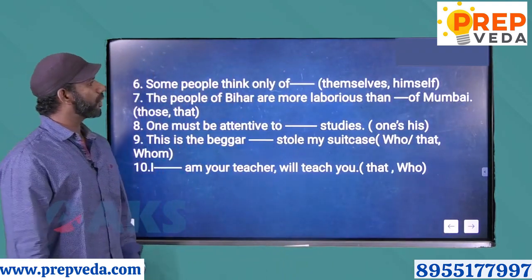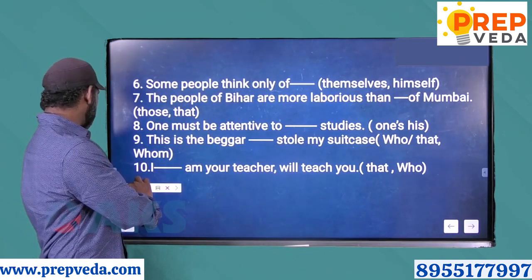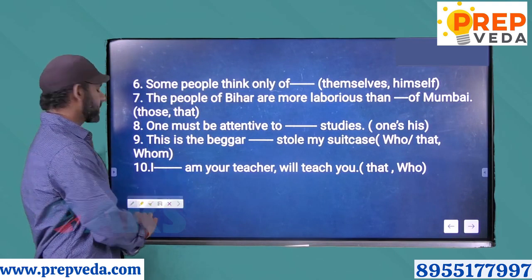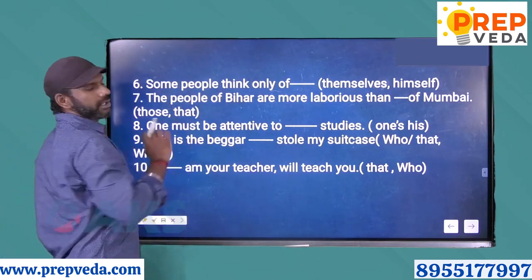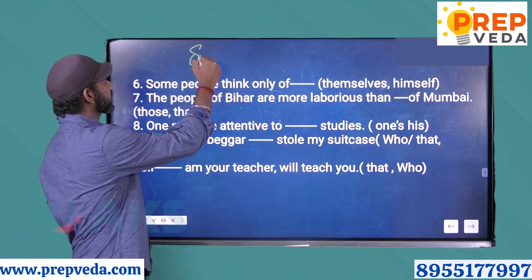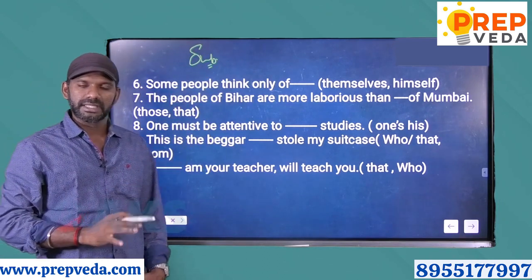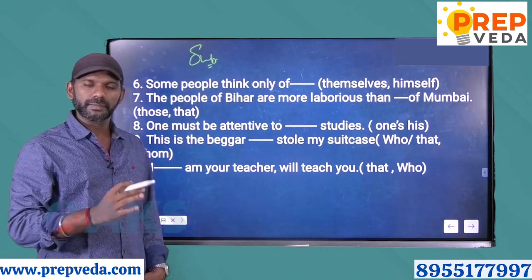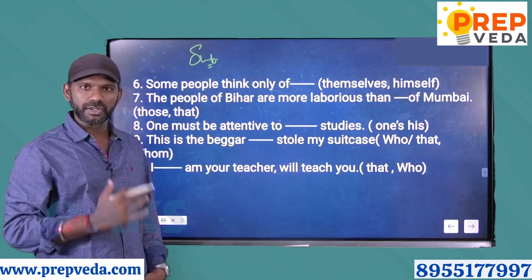Some people think only of dash. Some people, in the sense, the subject of this sentence is plural. Now as we discussed, when you go for a sentence, first identify the subject in the sentence. Everything else in the sentence depends on the subject. If the subject is singular, the verb and the pronoun must also be singular. If the subject is plural, the verb and the pronoun must also be plural.